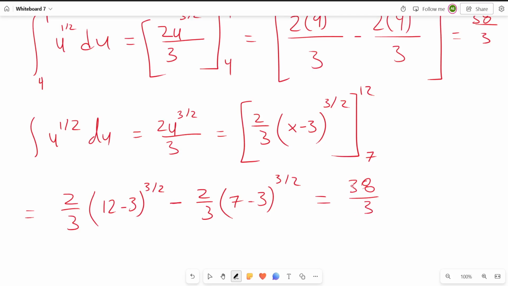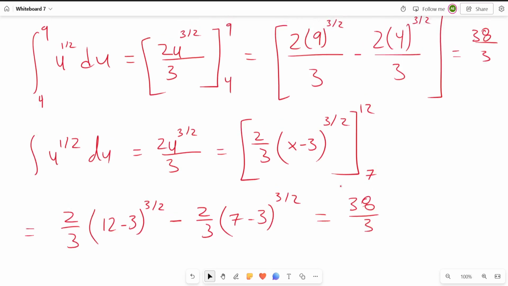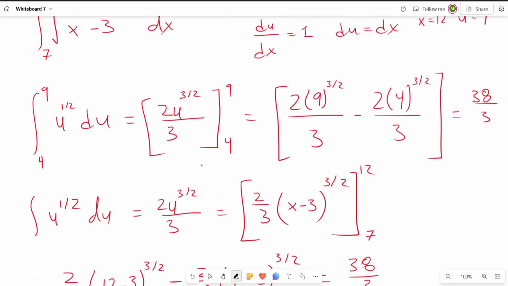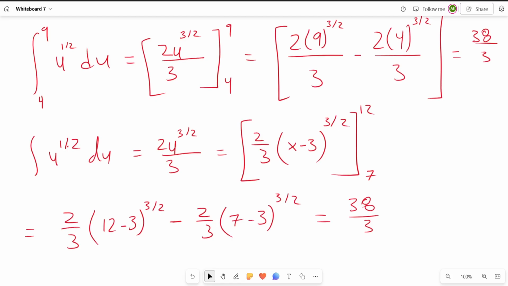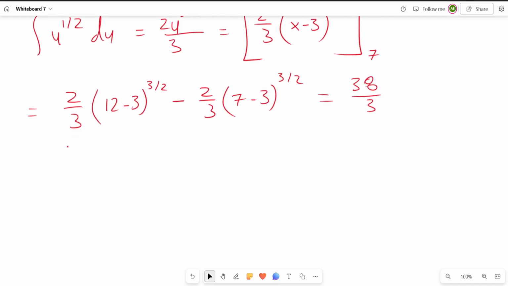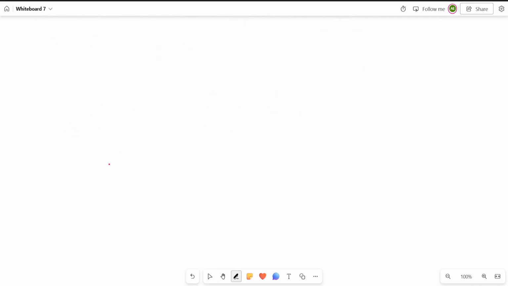So both ways work. However, it's always smart to see which way is easier. In this example, I think changing the bounds is easier, but it's not always the case. So always see which is easier, and you can solve with whatever way you feel comfortable with.